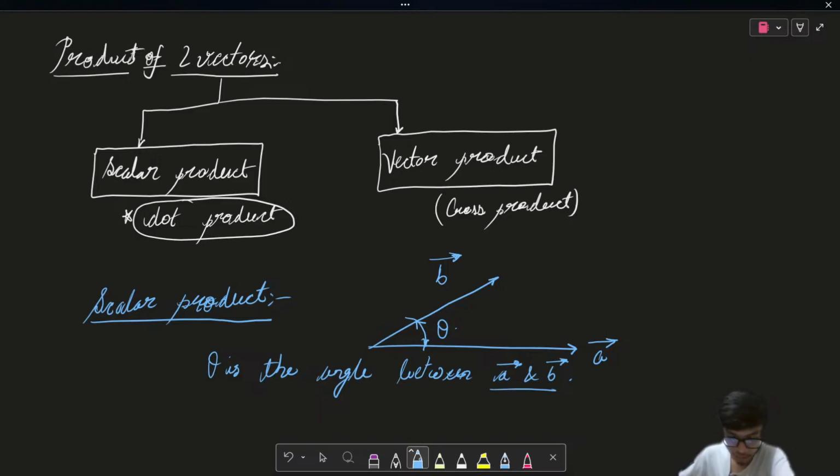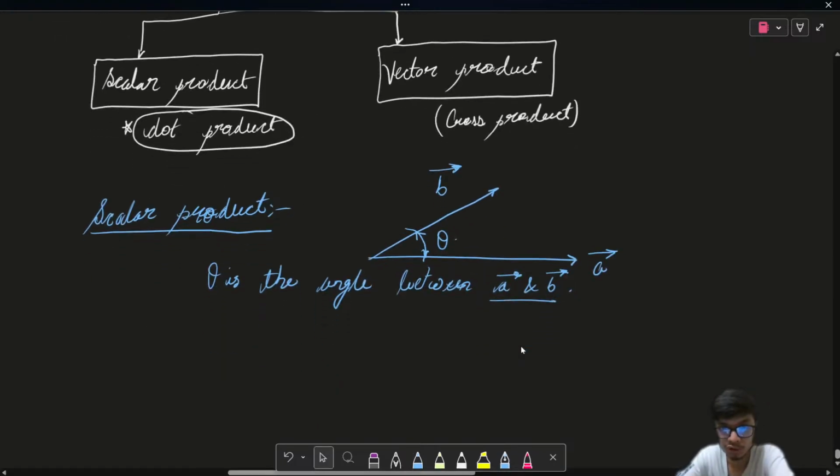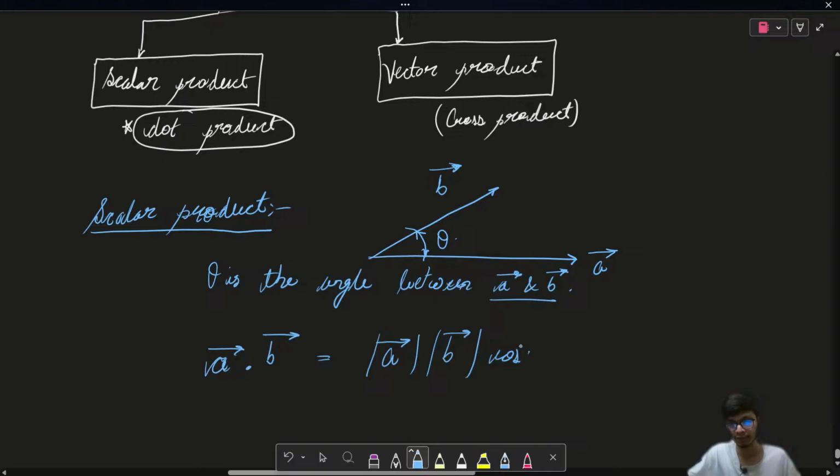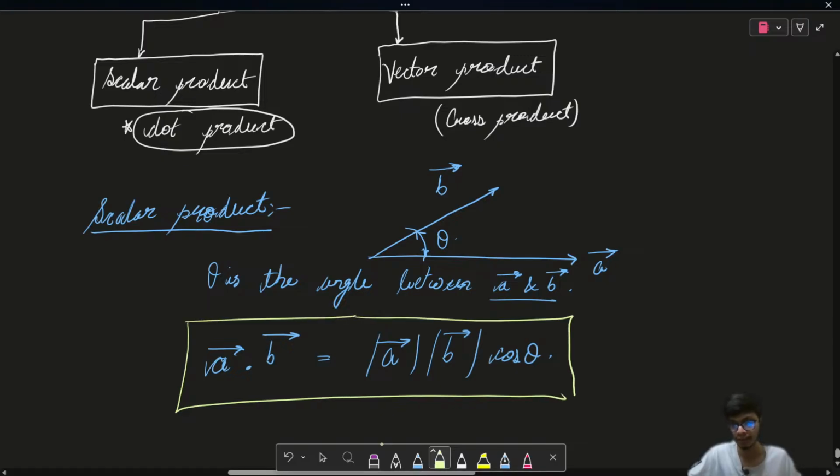All right. Now the scalar product of these two vectors, a vector and b vector, is written as a dot b. It is referred to as a dot product or scalar product, and it is defined as mod of a vector multiplied with mod of b vector multiplied with cosine of theta, where theta is the angle between the vectors. So this is how we define a scalar product, right?